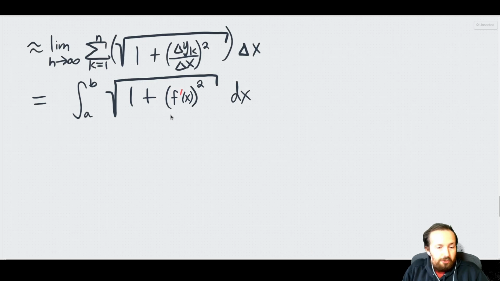Now, this is actually pretty interesting, I think, because this is the first time we've ever used the integral and the derivative at the same time in the same formula. But it turns out that that is the way to think about arc length. So hopefully this makes sense.